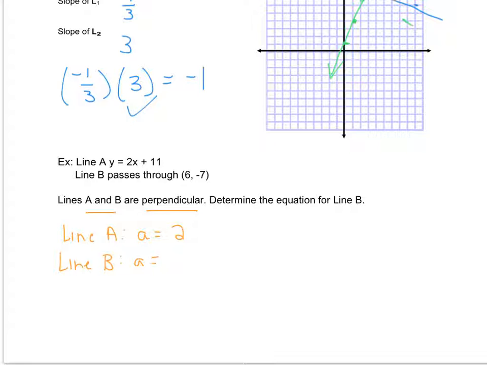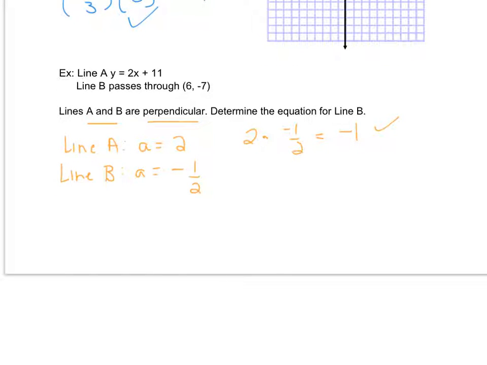So I see that this is a positive slope, so my line B slope is going to be negative, and I'm going to flip, so it becomes 1 over 2. Now I want to check. 2 times negative 1 over 2 gives me an answer of negative 1, so that works. So now I have my slope. Now remember, when you find a rule, all you need is the slope and a point, so I have my point for line B. So y is equal to negative 1 over 2x plus b.